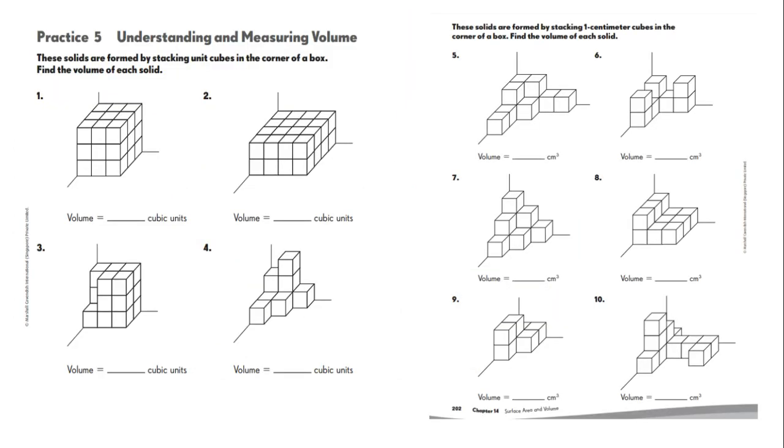Okay, that ends today's lesson. Your homework is to do journal pages, practice 5, page 201. This is 201 and this is 202, numbers 1 through 10.